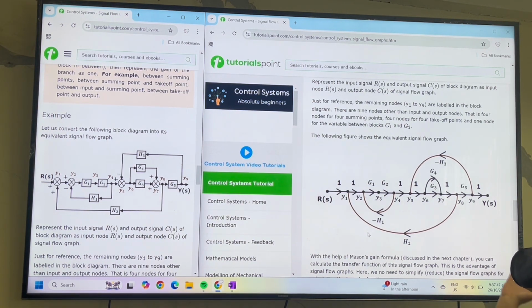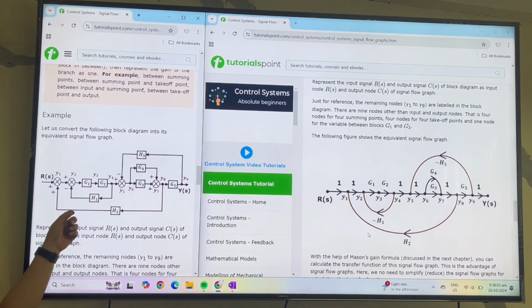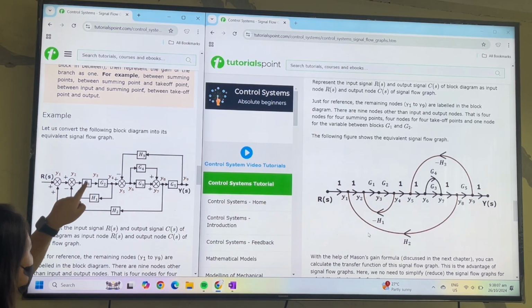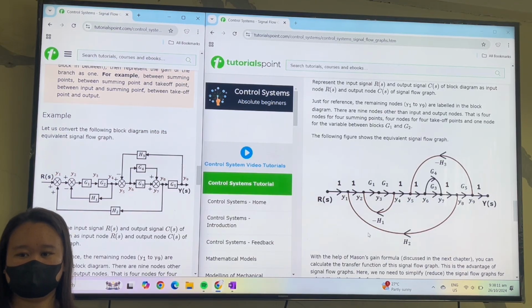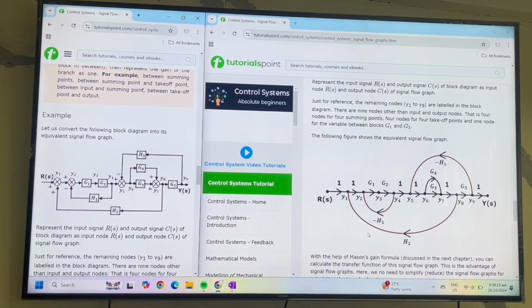So class, you can be given a signal flow graph and asked to draw the block diagram, or given a block diagram and asked to draw the signal flow graph. Or you may be given equations and asked to draw the block diagram. For example, with input R and S, you draw it from the equation.